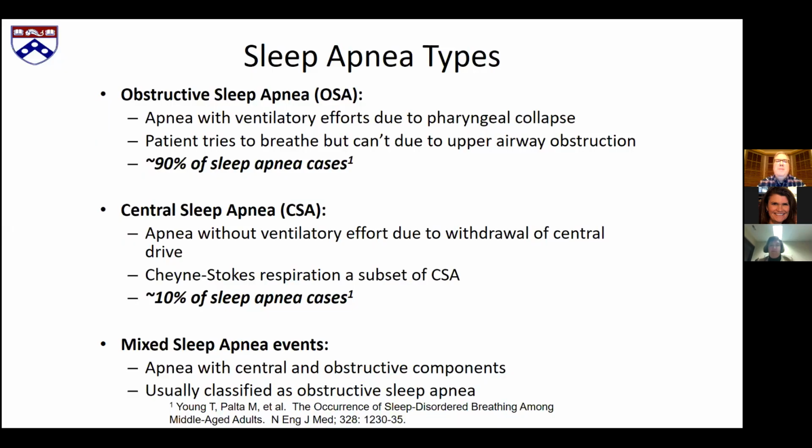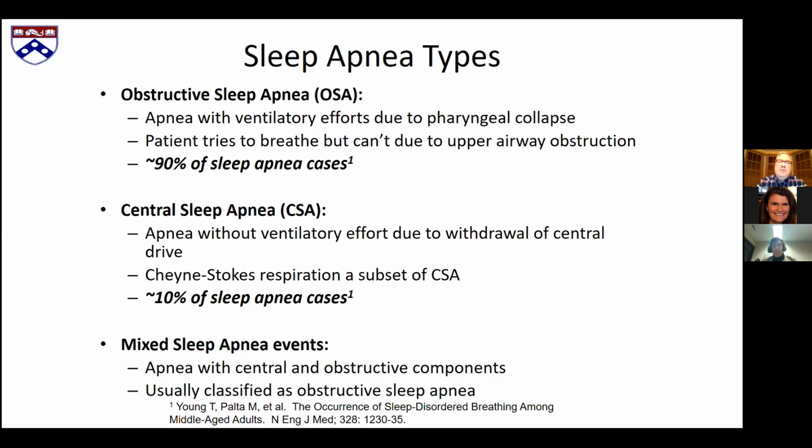Major types of sleep apnea, one being obstructive apnea, where there's pharyngeal collapse, there is effort. The patient is trying to breathe, but they can't because of upper airway obstruction. This is a very common form of sleep apnea, especially here in the United States, where we have patients that tend to be heavier, et cetera.